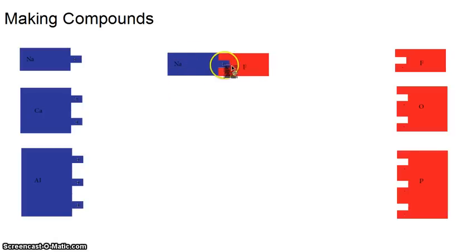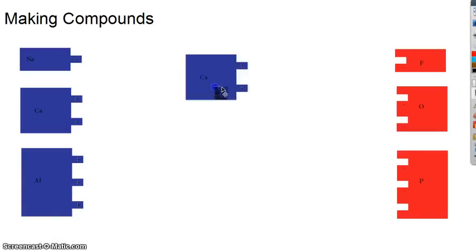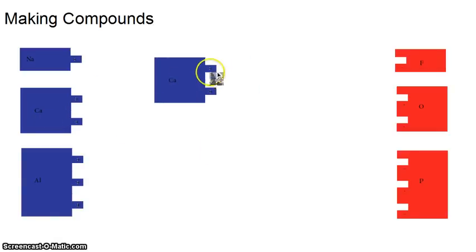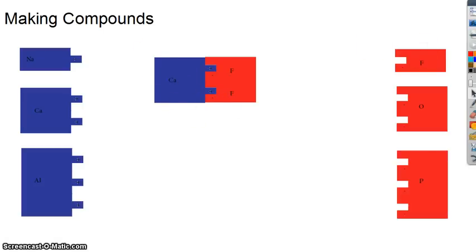You always need to have the same number of positives as minuses in a compound. You can't have more of one or the other. So in a compound like NaF, that's pretty easy, just 1 of each. If I have an ion that has 2 positives, like calcium does, and I want to make a compound with fluorine, I will need not just 1 fluorine, because that doesn't complete my puzzle. I will need 2 fluorines to complete my puzzle. So the compound made would be CaF2, named calcium fluoride.